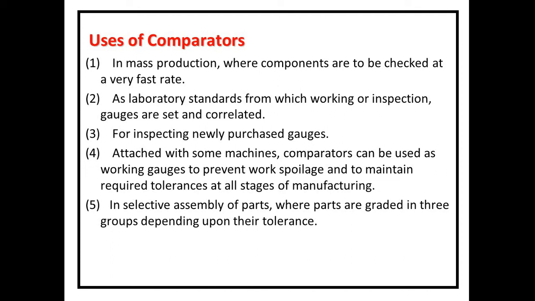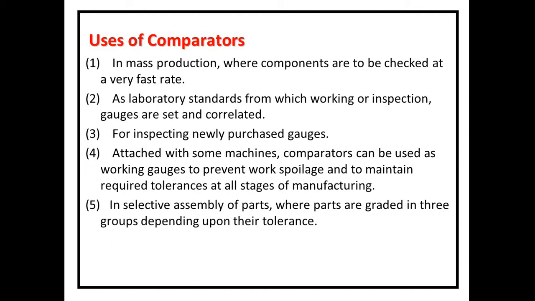Mass production. As laboratory standards from which working or inspection gauges are set and correlated. So these comparators are used as a standard to calibrate the working standards or inspection gauges. We have already seen these types of standards, if you recall: the international prototype, then primary standard, then secondary standard and working standards. So to calibrate these working standards, the comparators can be used.